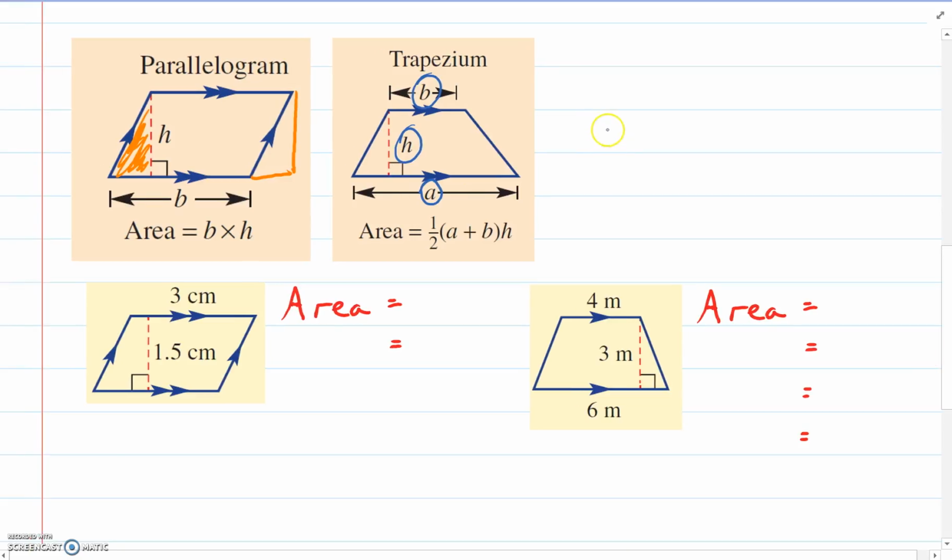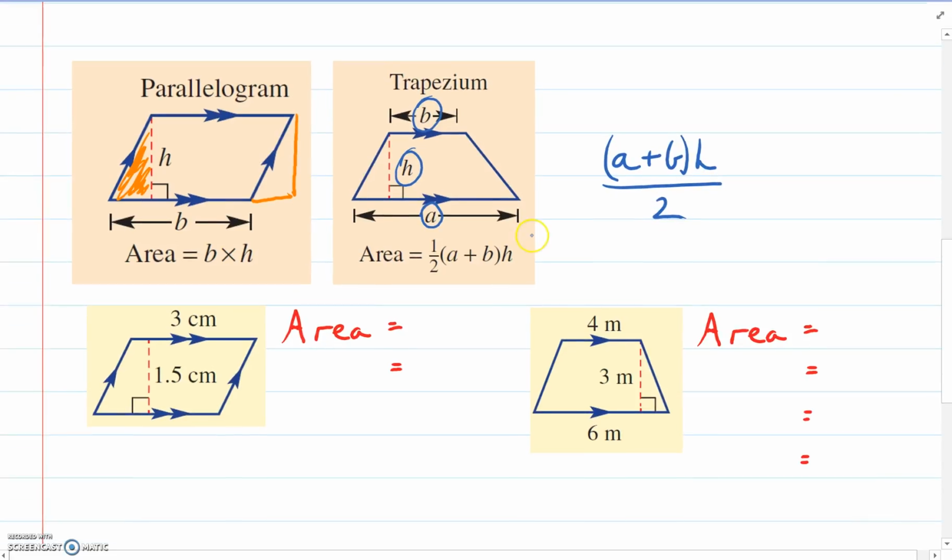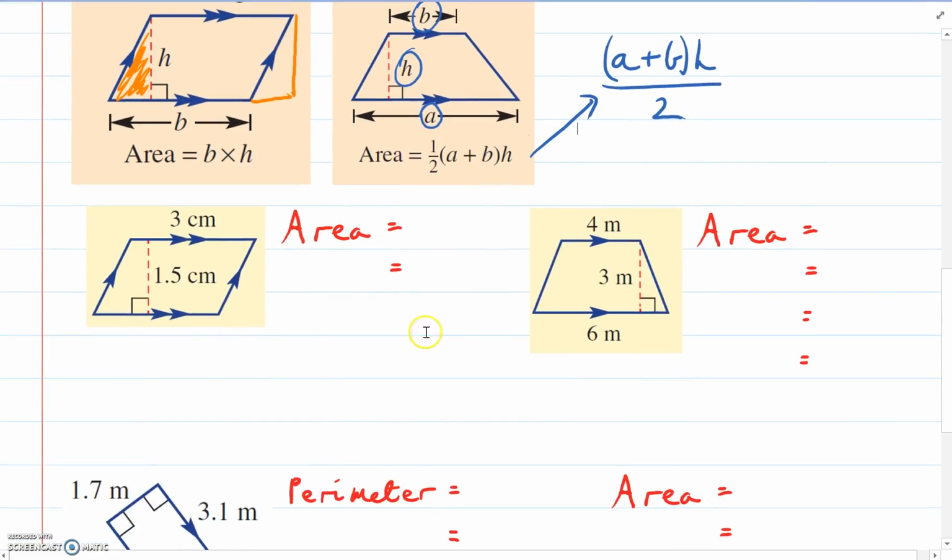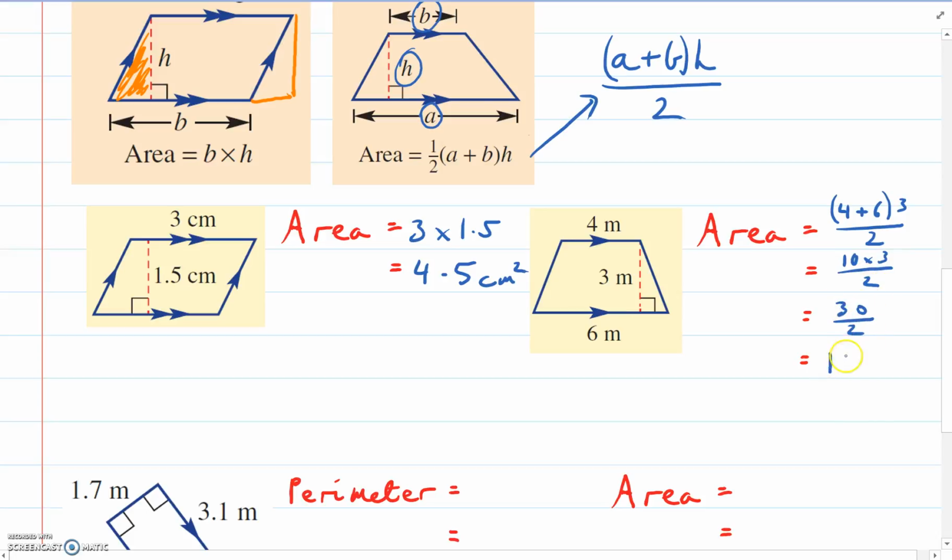So you could write this as a plus b times h over 2. That's exactly the same thing. So area for this one's pretty straightforward. It's not 3, it's not 2, it's 3 times 1.5, which is 4.5 centimeters squared. And the area for this one, a little bit more complicated. So 4 plus 6 times 3 over 2. So that's 10 times 3 over 2, which is 30 over 2, which is 15 meters squared.